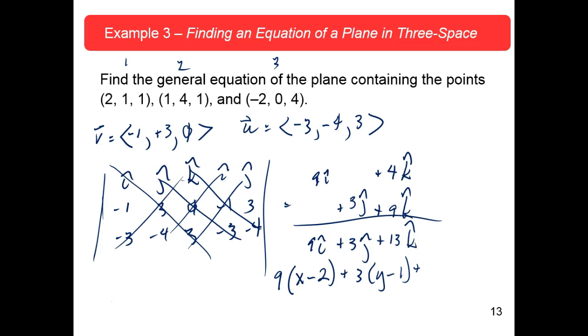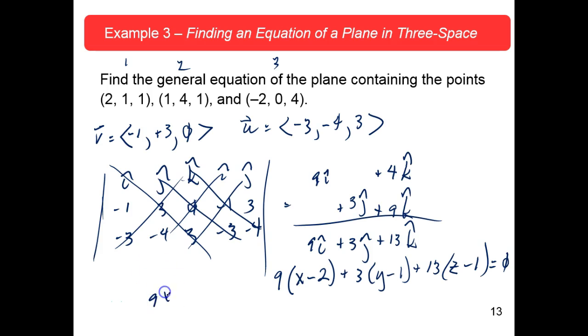Y plus 1, right? Plus, wait. Okay, I got lost where I was. Plus 13 times Z minus 1. Okay, and that's equal to what? 0, because of that dot product of perpendicular. Okay.